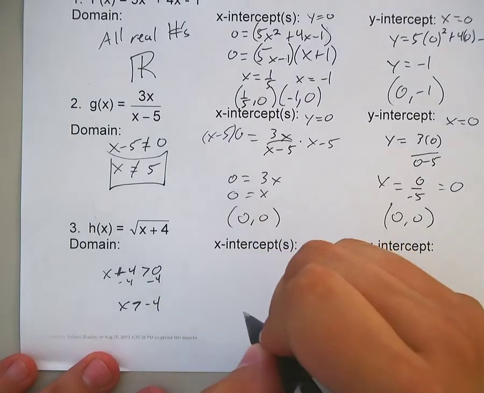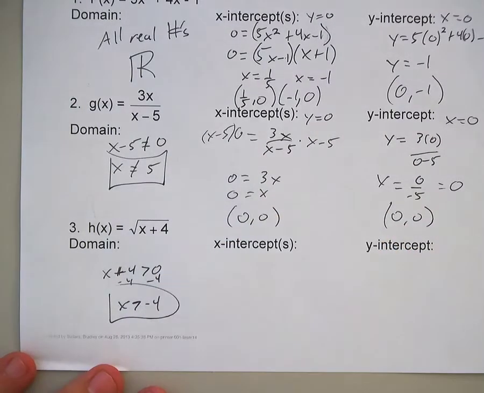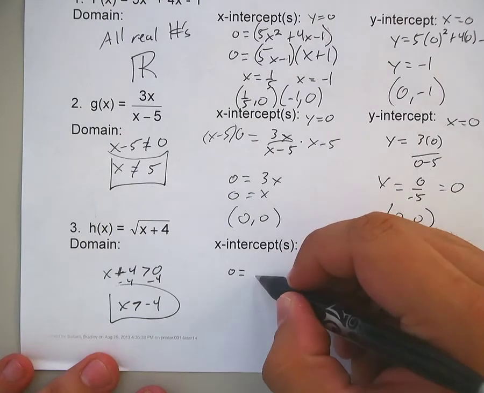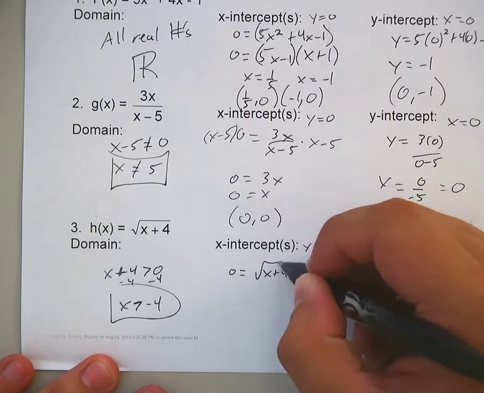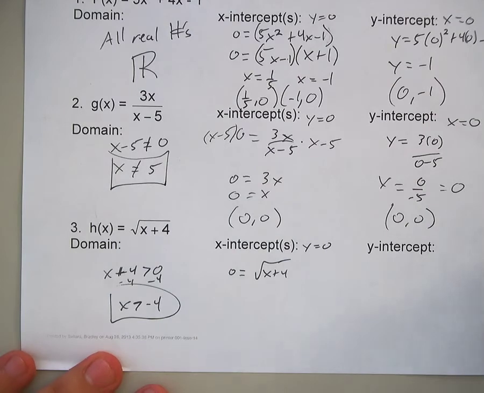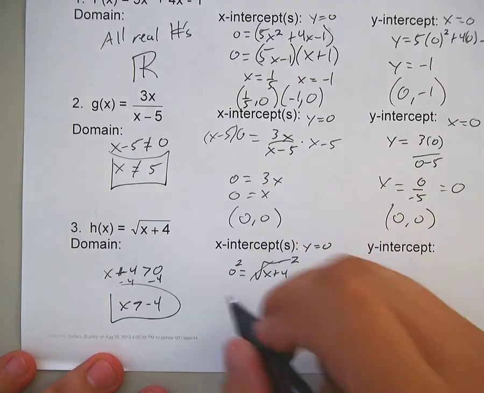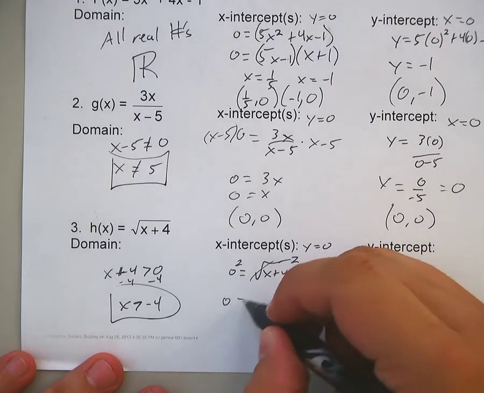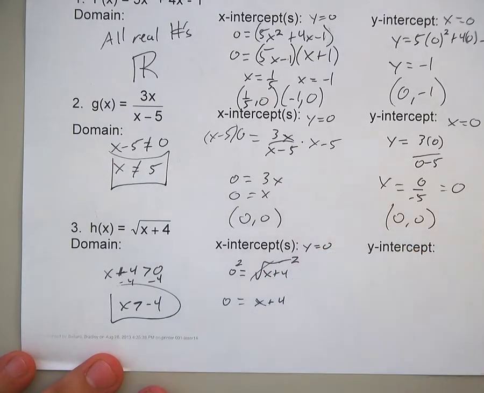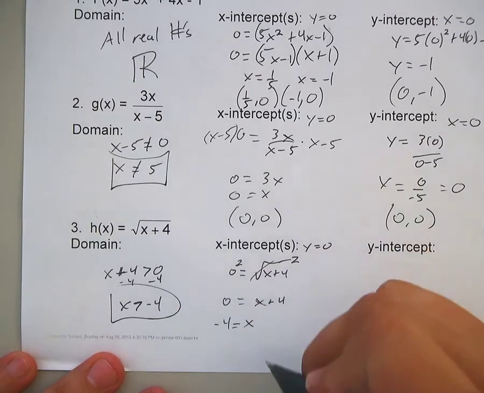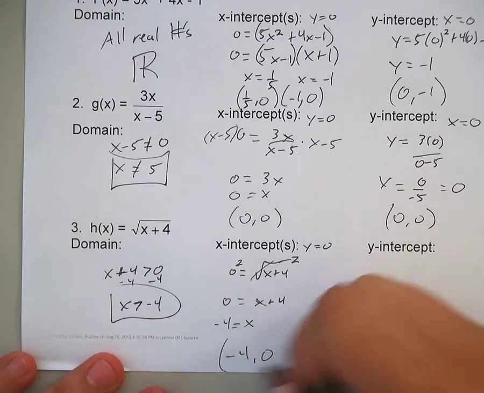X is greater than negative 4. Domain. Easy. Done. Intercepts. Y equals 0. 0 is equal to the square root of x plus 4. Some of y'all might be a little rusty on this. Square both sides to get rid of the square root. 0 squared is still 0. X plus 4. Subtract 4. So your intercept is negative 4, comma 0.